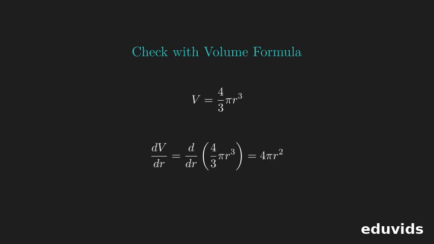To reflect on this area formula, let us check it against the sphere volume formula. If we differentiate the sphere volume, which is 4/3 pi r cubed, we get 4 pi r squared, which is the surface area A. This match confirms that our calculus derivation of the surface area is correct.